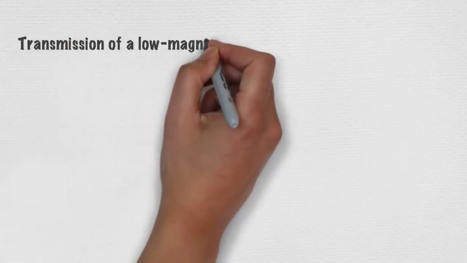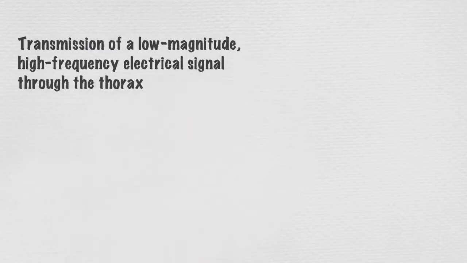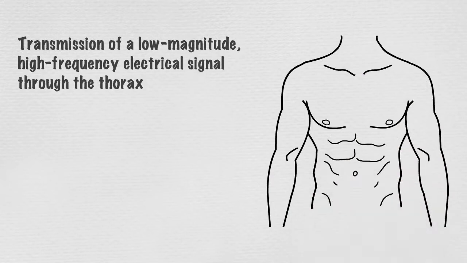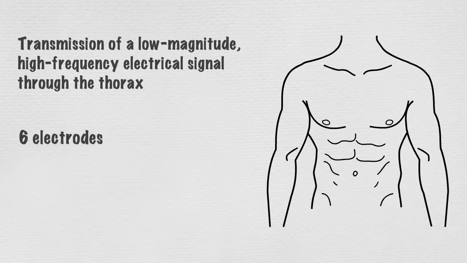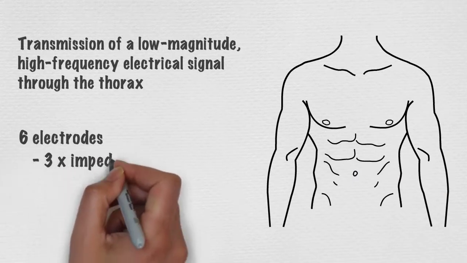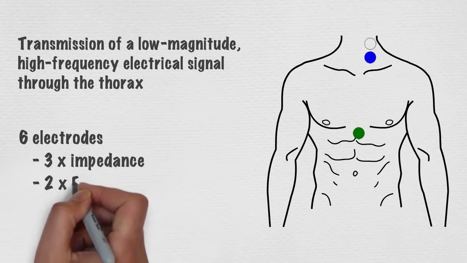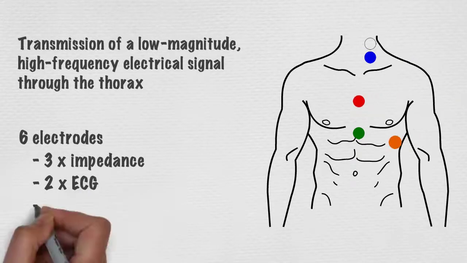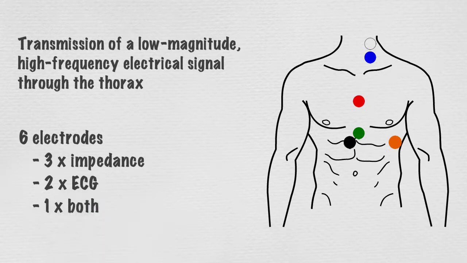HD-ICG involves the transmission of a low-magnitude, high-frequency electrical signal through the thorax. 6 electrodes are applied to the neck and the torso. 3 of these, the white, the blue, and the green, are impedance electrodes. 2, the red and the orange, are ECG electrodes. And 1, the black, is both an impedance and ECG electrode.